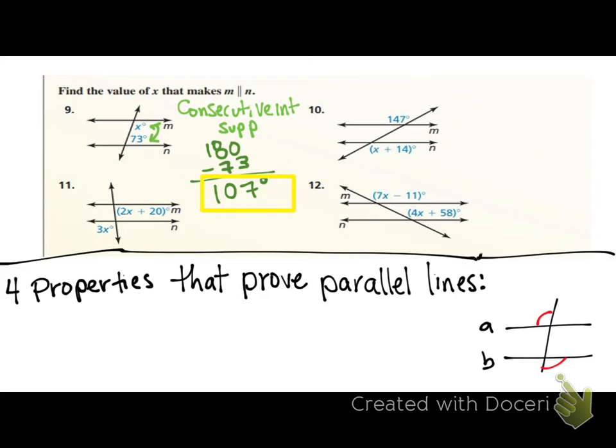What if these two were marked congruent? What relationship do these two have? Alternate exterior. Are they supposed to be congruent? Yes. So alternate exterior angles, is that enough to prove that A and B are parallel? Yes. So the first property is that alternate exterior angles are congruent.